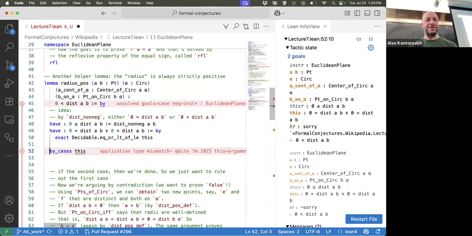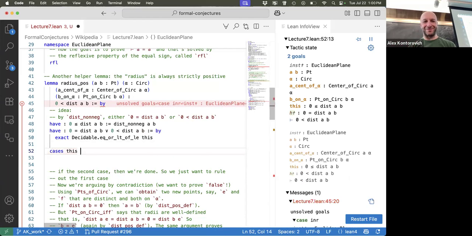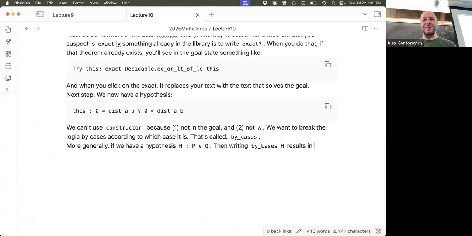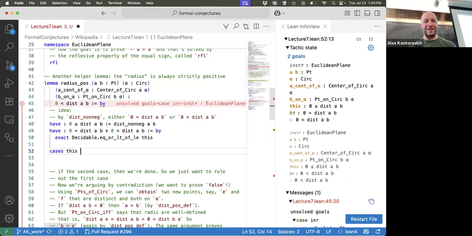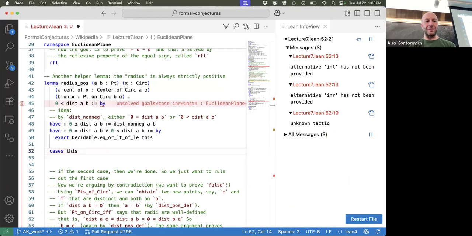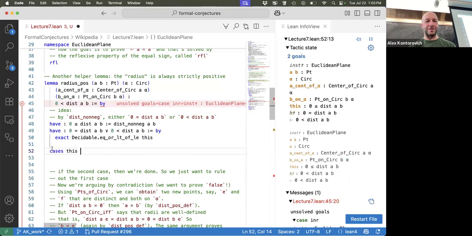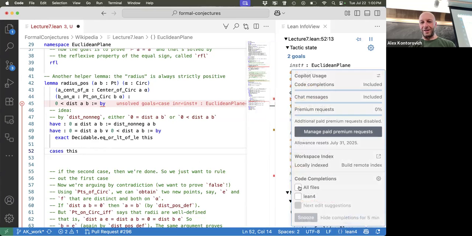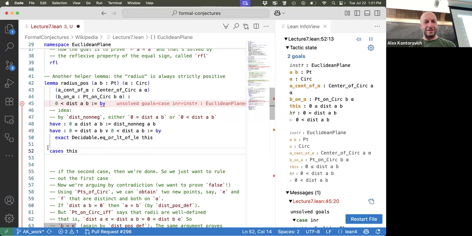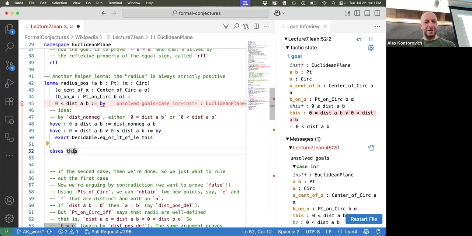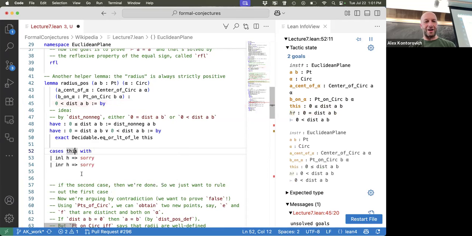Oh, is it not by cases? It's cases. By cases is something else. By cases is when... yeah, it's cases this with HH. Oh, come on. Where's my little helper? Where's Copilot when I need it? Copilot, Lean 4. Go. Cases this. Oh, that's what I wanted. Come back. There it is. Generate a pattern. There we go.